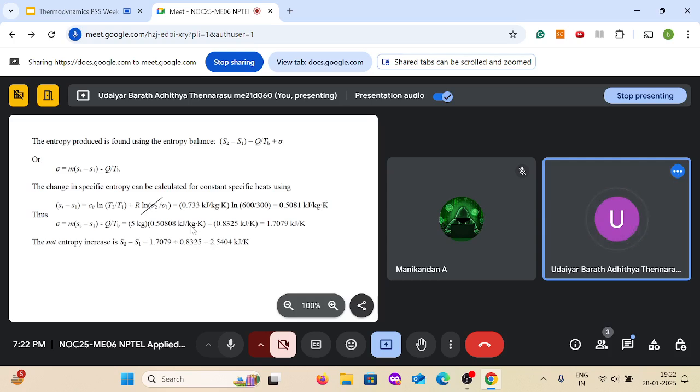So this is the total entropy. You see, we have two parts. Here, heat is coming into the system, which is increasing the entropy of the system, and the surrounding is losing the same amount of Q. So you should add both. You should be careful in that. So that comes out to be 2.5404 kilojoule per Kelvin. Any doubts?